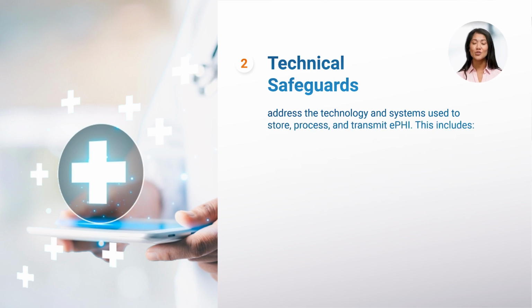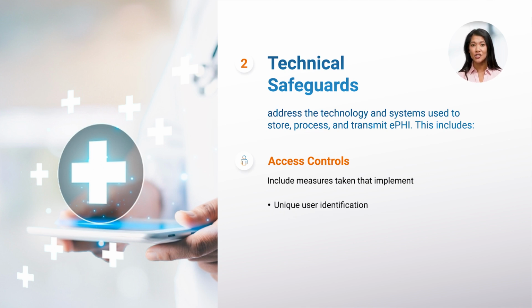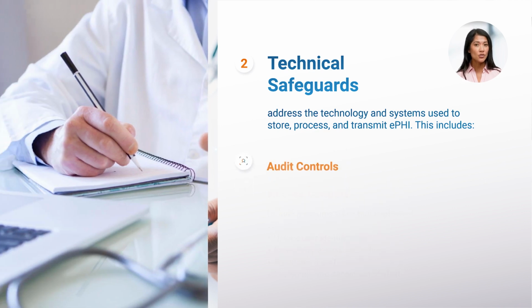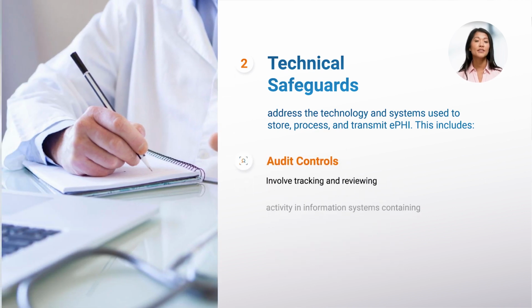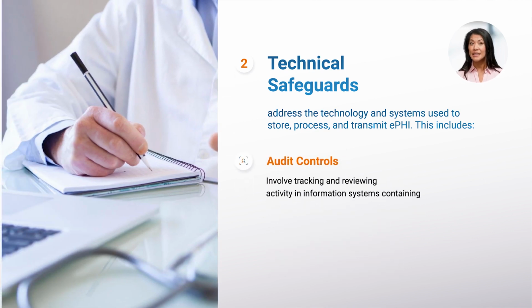Technical safeguards address the technology and systems used to store, process, and transmit ePHI. This includes access controls, audit controls, integrity controls, and transmission security. Let's look at each one more closely. Access controls include measures taken that implement unique user identification, emergency access procedures, automatic log-off, and encryption and decryption of ePHI. Audit controls involve tracking and reviewing activity in information systems containing ePHI to detect unauthorized access or disclosure.